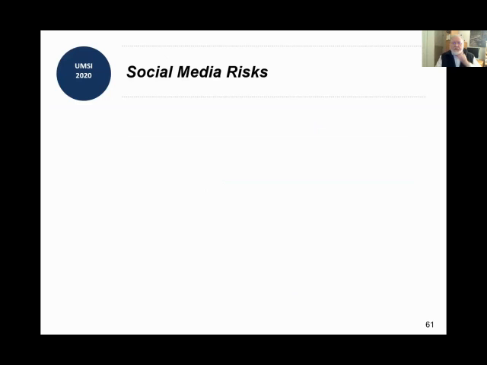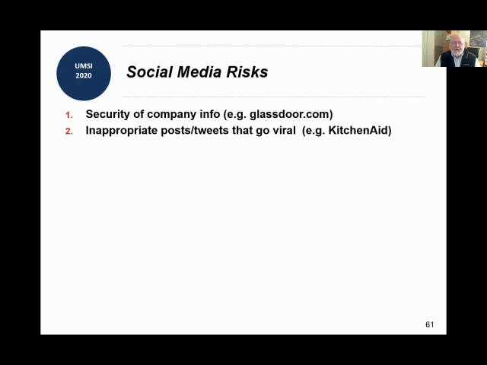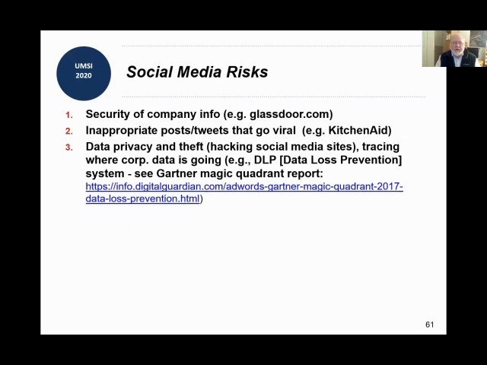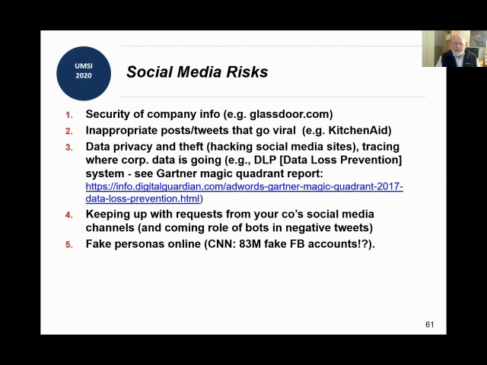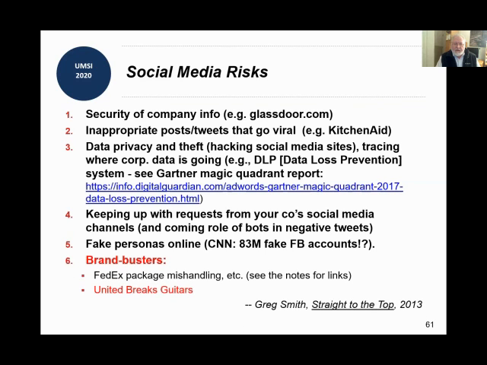Now, social media risks are more modern risks to an IT organization. There's posting of internal company information; Glassdoor.com is an example of that. There are inappropriate posts and tweets that can go viral. There's data privacy theft, and then data loss prevention systems, and you can read a report about those at Gartner. And so forth. I'm not going to read through each of these.